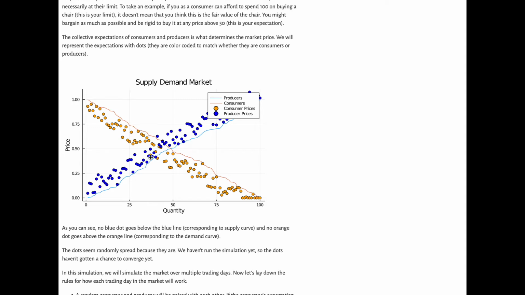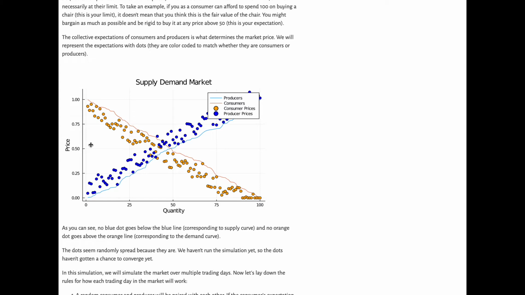So now let's define the rules for how trading will work in our market. Every day we'll pair up two people, a consumer and a producer, and they both will compare their prices or their expectations, not their limits but their expectations. And if the consumer's price is higher than the producer's price, so like if we paired up this dot and this dot, then they would make a trade, because the consumer is willing to pay a higher price than the producer wants. So they're perfectly fine in making a trade. And the price at which the trade is made will, for now, just be the average of the two prices.